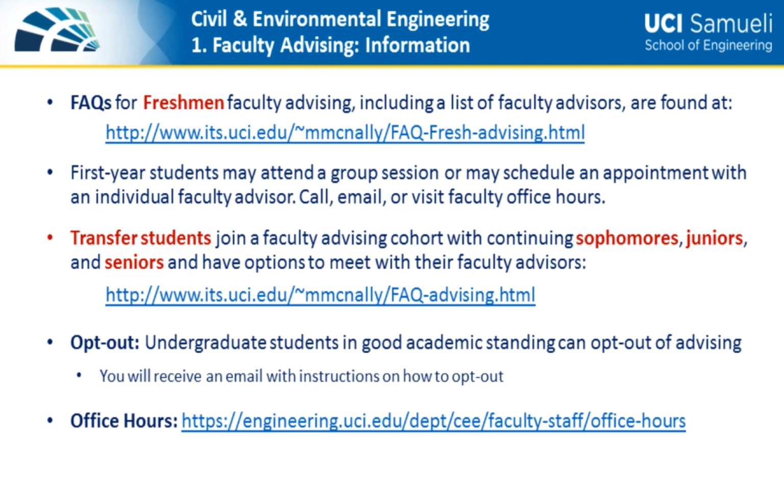In general, undergraduate students in good academic standing can opt out of advising. You will receive an email with instructions on how to opt out. Currently, we do not let freshmen opt out, but we do let other students opt out. It requires you to respond stating that you are aware of the options available to you and that at this point you are choosing not to be actively advised.